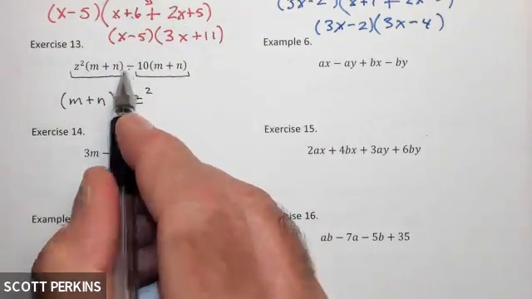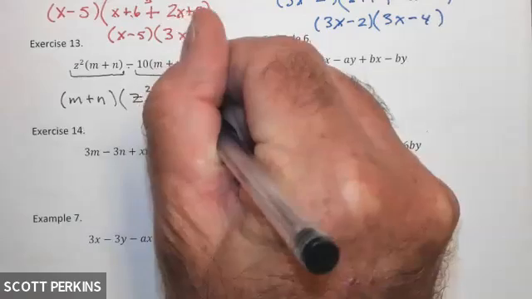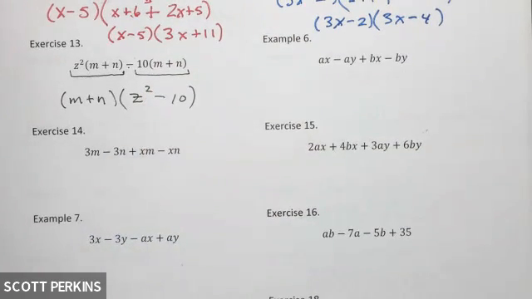There's a minus sign between these two terms, so I'm going to put a minus sign right there. And the second term, what's left over when I factor out the m plus n? 10. There you go. Nothing else to do. There's no like terms, so we are done with that problem.